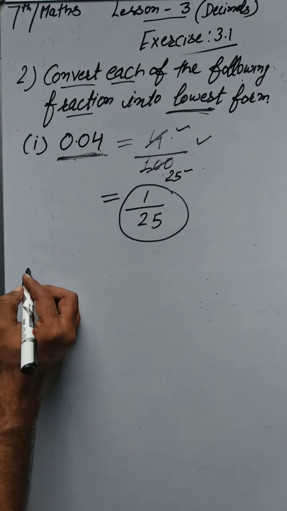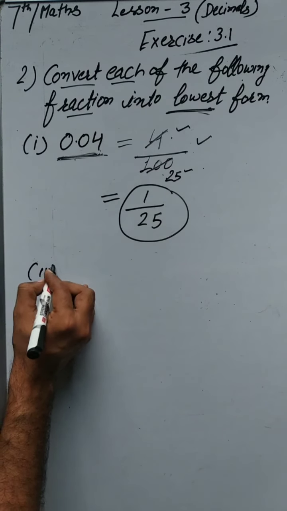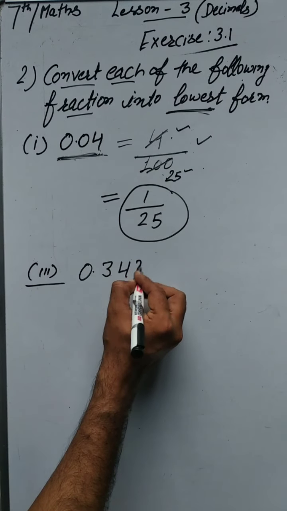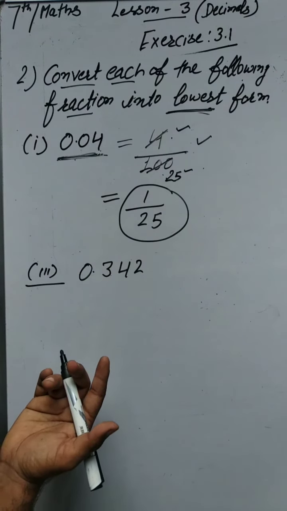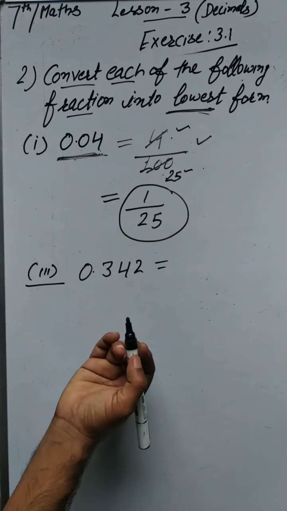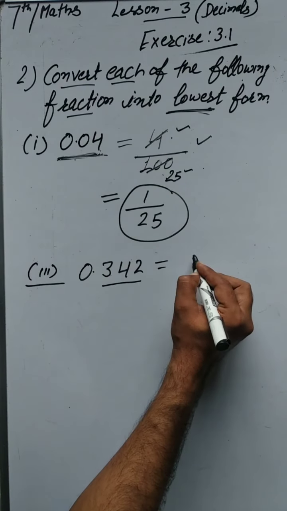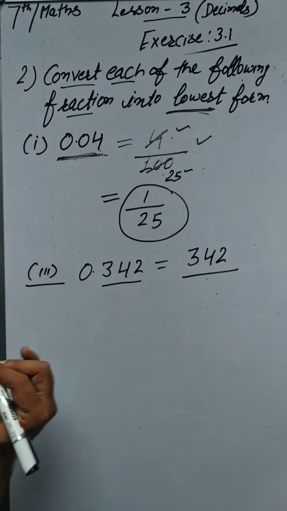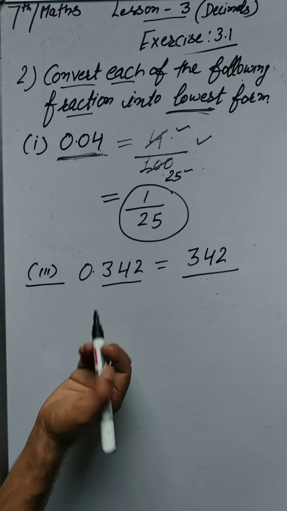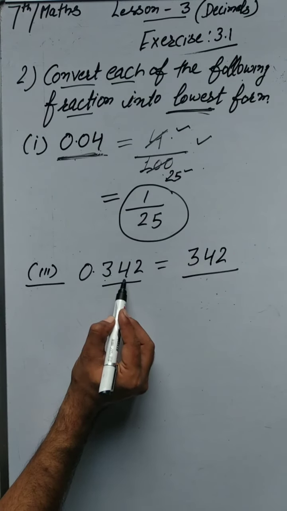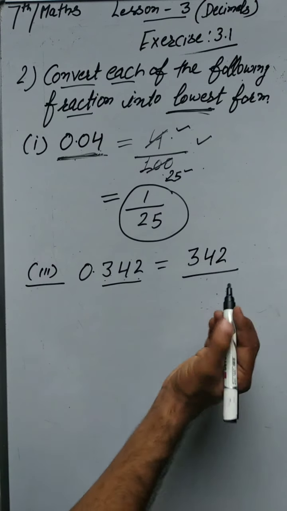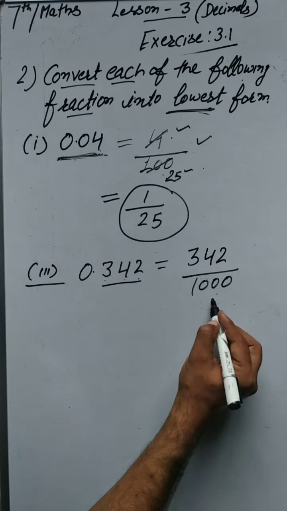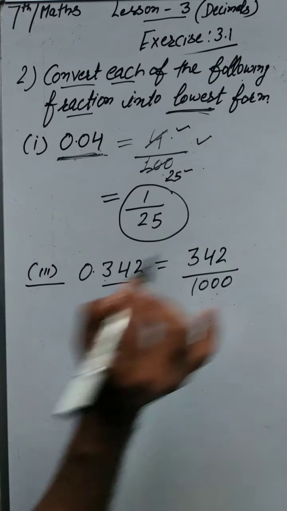Now beta, third part of the second question. 0.342. Firstly, you have to change it into fractional form. I already told you, place the number, whatever the number is there, as it is without the decimal. 342. Now count the decimal places. How many decimal places beta? 1, 2, 3. Then in the denominator we will place 1 with 3 zeros. Means we will place here 1000. So this is the fractional form.